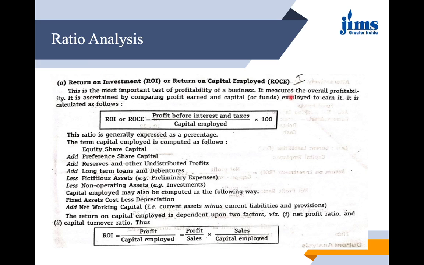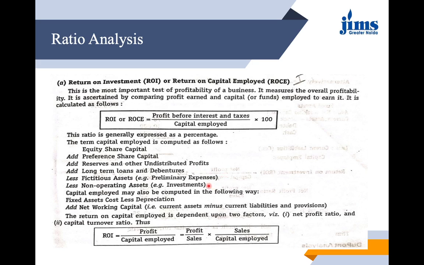We have seen that it measures the overall profitability. It can be calculated by comparing the profit earned and the capital or funds employed to earn it. It can be calculated using the formula PBIT, that is profit before interest and tax, upon capital employed into 100. And for this purpose, the term capital employed can be computed in two ways. First is by equity share capital and adding all the other things to it. Let us see step by step. Equity share capital plus preference share capital plus any reserves and other undistributed profits if you are having. Then add the long-term loans and debentures, and from there subtract the fictitious assets and non-operating assets.